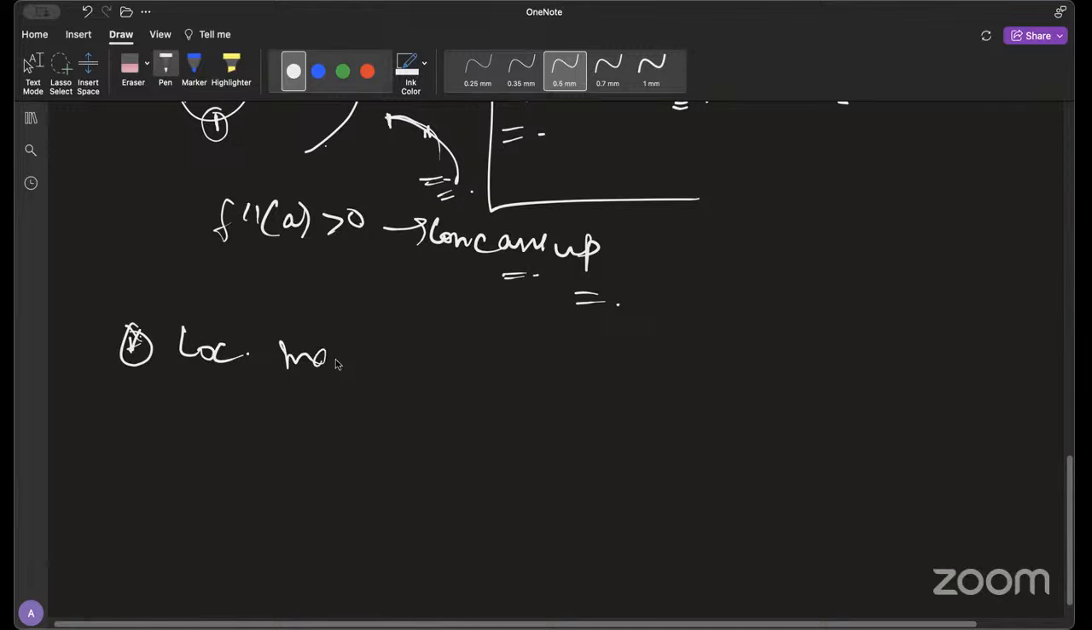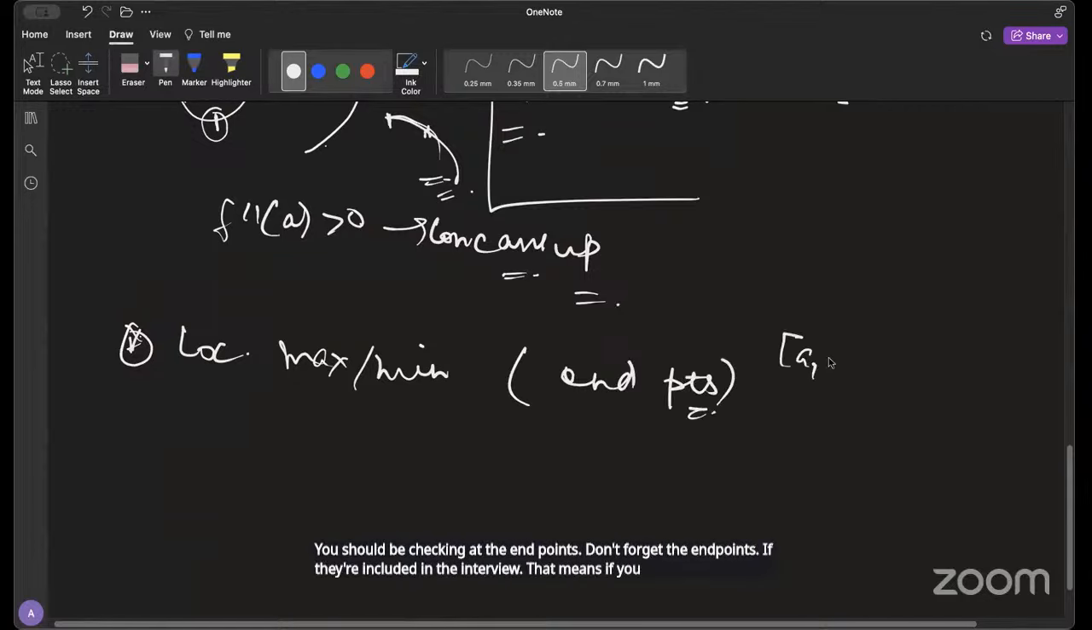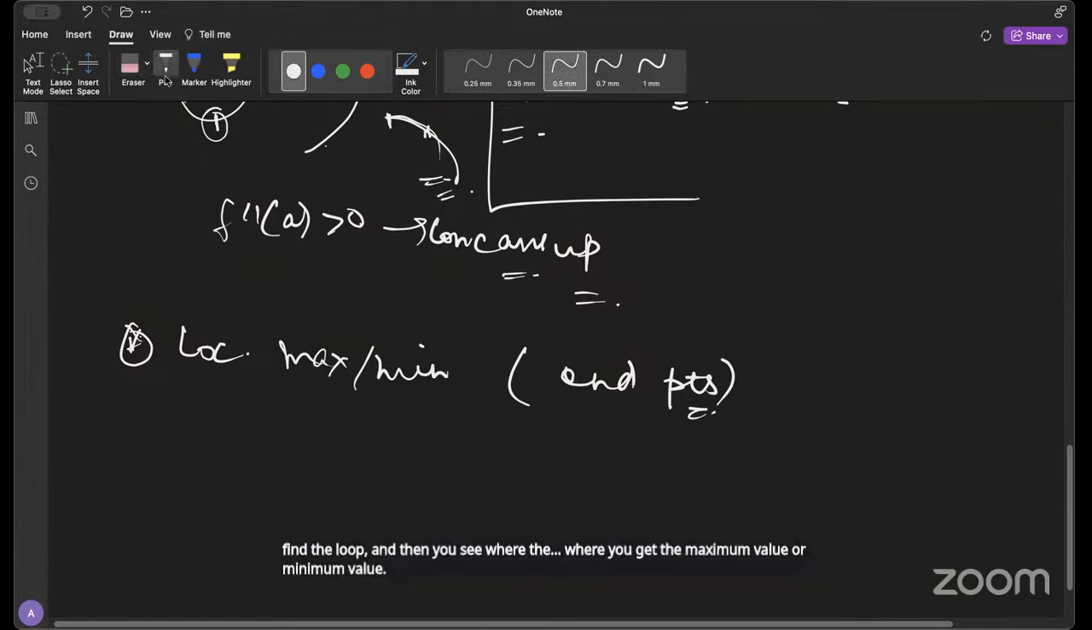So for finding local maxima minima, in case you're asked, or for global maxima minima, you should be checking at the endpoints. Don't forget the endpoints, if they're included in the interval, that means if you've been given some sort of interval like this. So to find local maxima minima, you check all the points where the first derivative becomes 0, and then at the endpoints you check. Then you see where you get the maximum value or minimum value. That's the local maximum minimum.